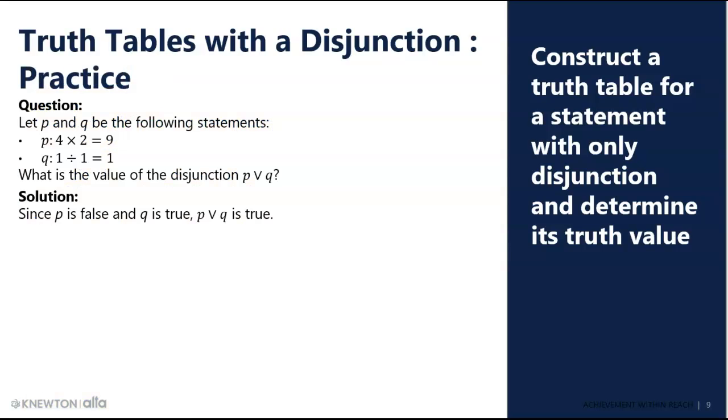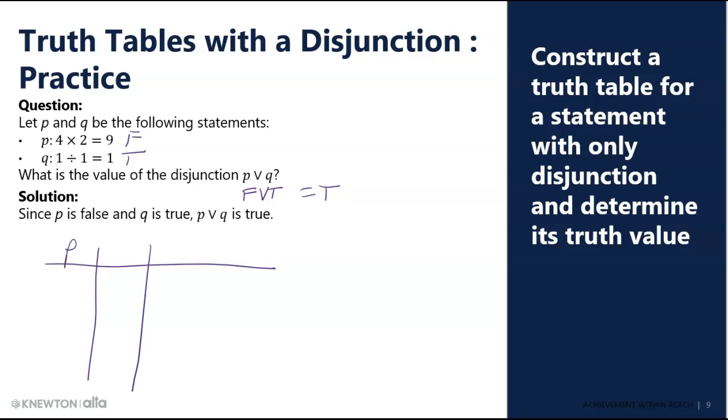So let's do some practice here. Statement P, 4 times 2 equals 9. Well, that's false. 1 divided by 1 is statement Q, and that's true. So P or Q, that'll be a false or a true. So that'll be true. The truth table for OR, I wish they had shown you that. I'm going to draw the truth table for OR here.